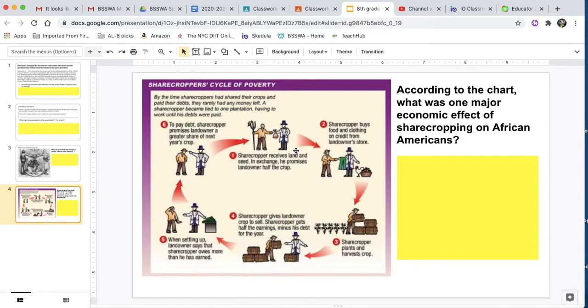Just what I read, go ahead and answer this question and put your answer here in the yellow box. Ladies and gentlemen, that is it for the video.